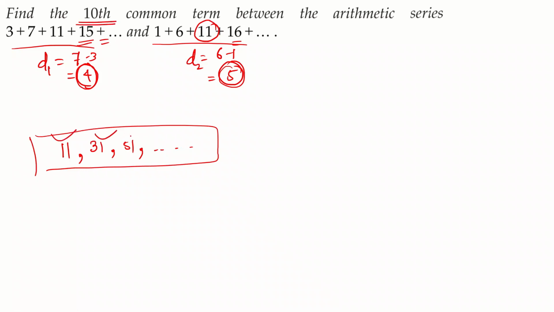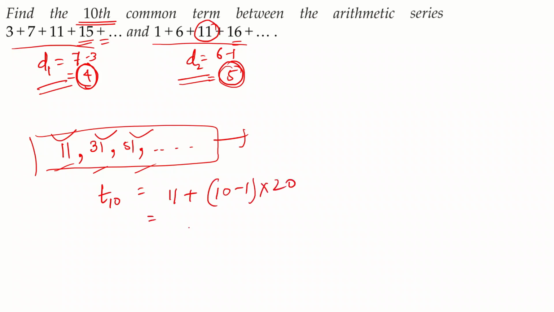All of these are common terms, 11, 31, 51, because I told you that you just take the LCM of these two common differences, and all of these terms, 11, 31, 51, just keep on adding 20, they will all give you the common terms for the given two sequences. And then if they are asking you to find the 10th common term, just find the 10th term of this AP. So for this AP, T10 is a plus (n minus 1) times d, and this will give you your 10th common term for the given APs.